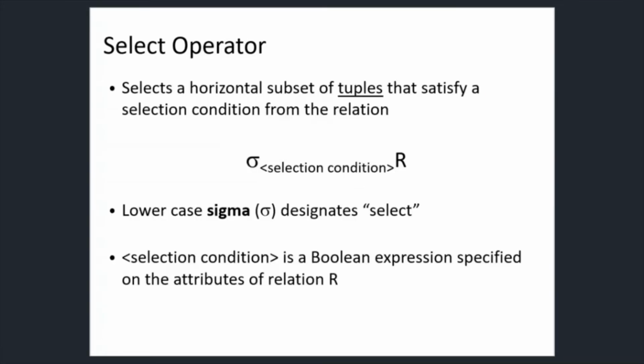For the next several slides, we're going to focus on the select operator. And as previously mentioned, the select operator selects a horizontal subset of tuples that satisfy the selection condition. So in other words, what we're going to do is only obtain rows that meet the condition that we specify.